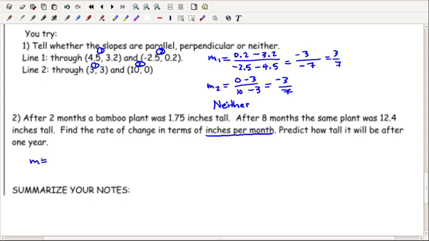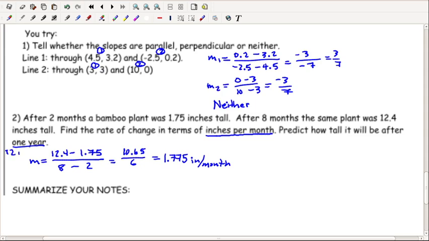So if I have M, my average rate of change is inches number 2, 12.4, minus inches number 1, 1.75, over month number 2, 8, minus 2, which is 10.65 over 6. And then I have 1.775 inches per month as my rate of change. Predict how tall it will be after 1 year. Well, 1 year, that's 12 months.